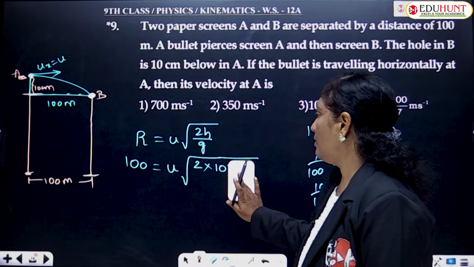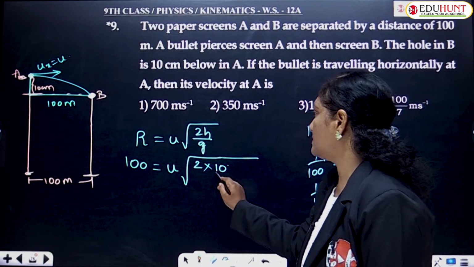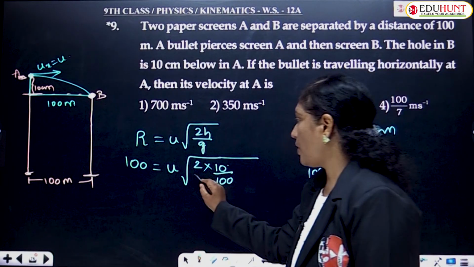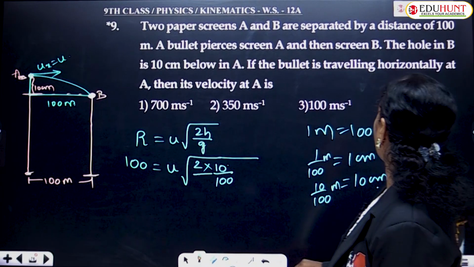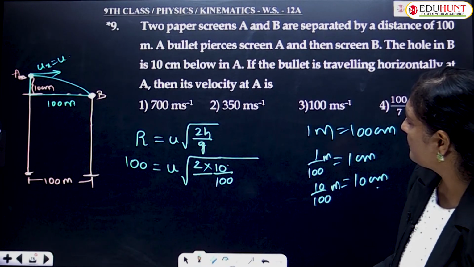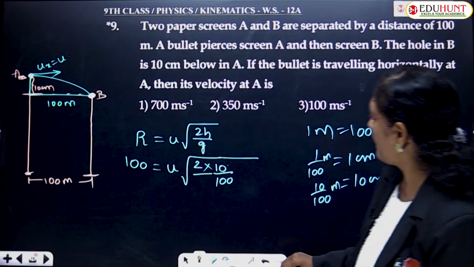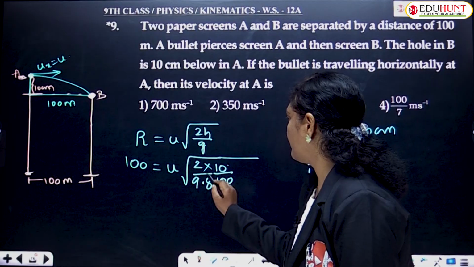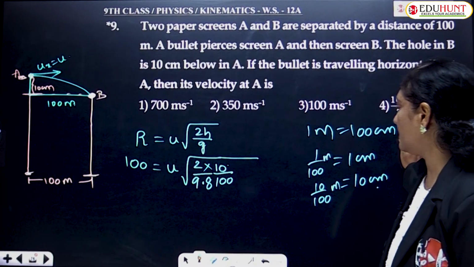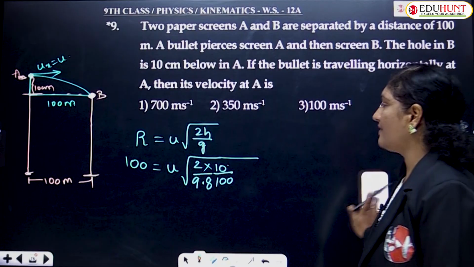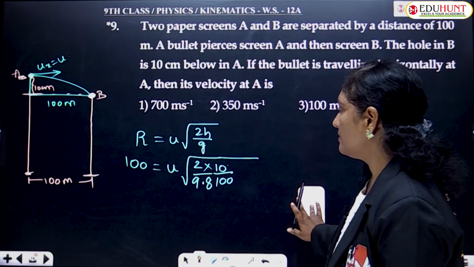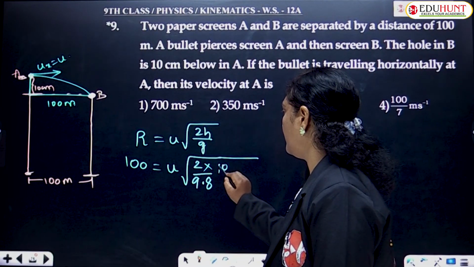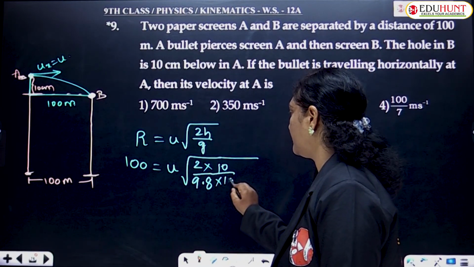So the value of h is given as 10 centimeters, so I will replace it as 10 by 100 meters. Clear? Upon g is there. What is the value of g, children? Let us take the value of g as 9.8 itself, because no knowledge regarding g was given. So let me replace the g value as 9.8 itself. So what is that, children? In the numerator we have 2 into 10 and in the denominator we have 9.8 into 100.